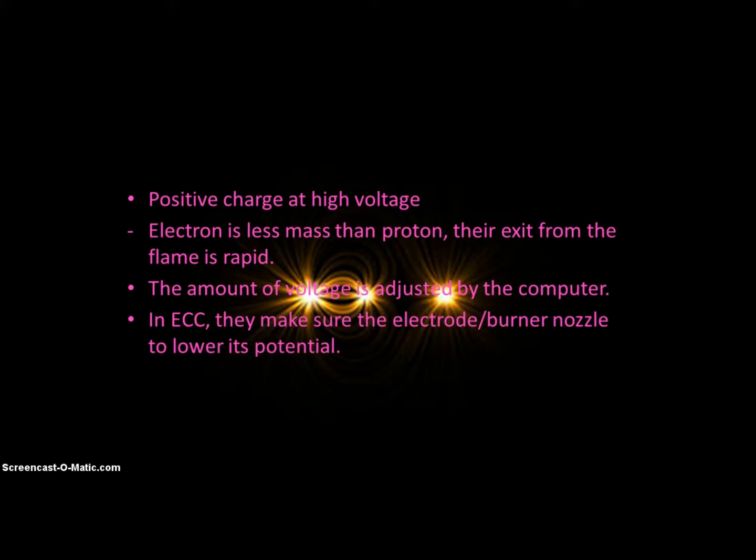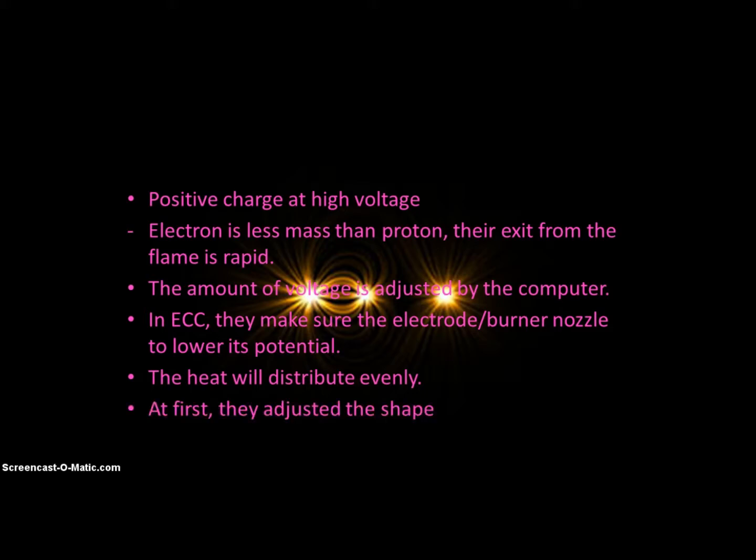And in the ECC system, they make sure the burner nozzle lowers its potential. As it flattens out, the heat will distribute evenly. At first, they adjust the shape, and ECC will make sure it operates directly on the flame. Because a more uniform flame shape means less fuel is wasted and exhausted, and more heat is transferred to the surroundings.